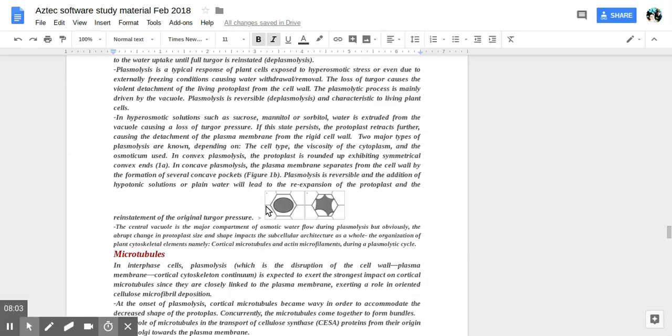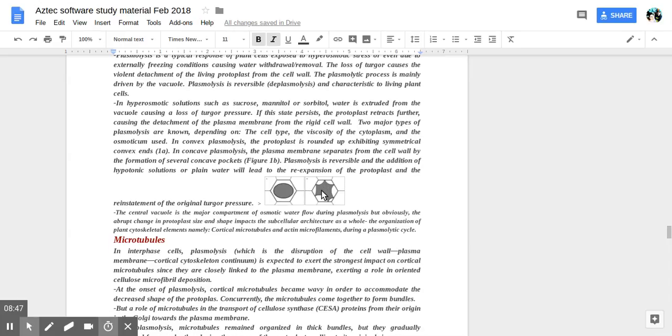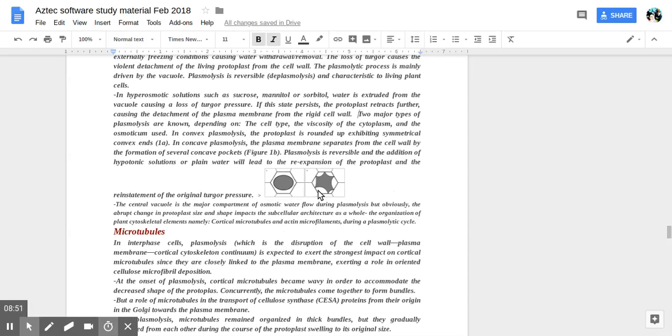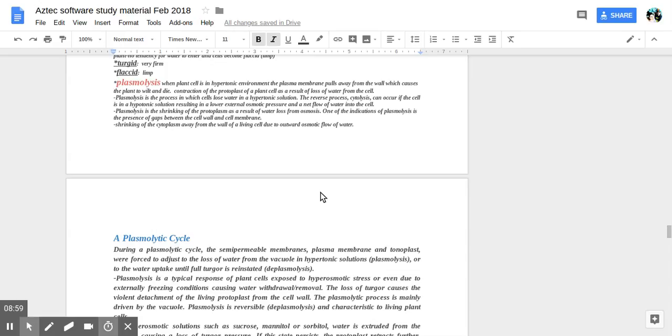In convex plasmolysis, shown in the first grid of this picture, the protoplast is rounded up, exhibiting symmetrical convex ends, while in concave plasmolysis, the plasma membrane separates from the cell wall by formation of several concave pockets. Plasmolysis is reversible: addition of hypotonic solutions, meaning reducing the concentration of the external environment of the cell, or just adding plain water, will lead to re-expansion of the protoplast and the reinstatement of the original turgor pressure, so the cell will come back to its regular shape. The central vacuole is the major compartment of osmotic water flow during plasmolysis.